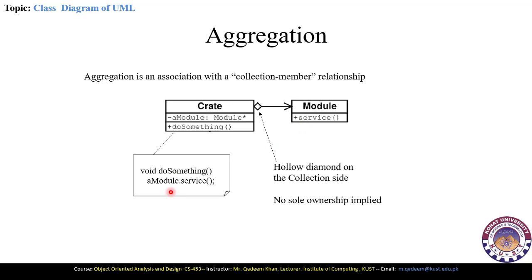So Create contains multiple modules, and each module is implemented here, and we access that module inside of Create. Here no sole ownership is implied, meaning that when one object is destroyed, the other still provides its functionality. So the other is not affected when we destroy any one object. That is the aggregation, where the aggregate classes are accessed, and multiple aggregate classes can be accessed here.